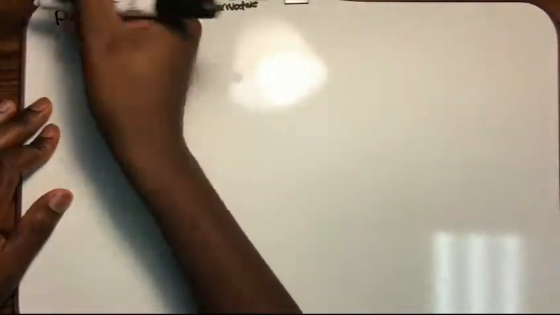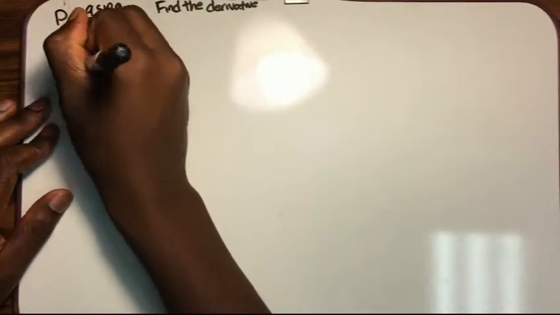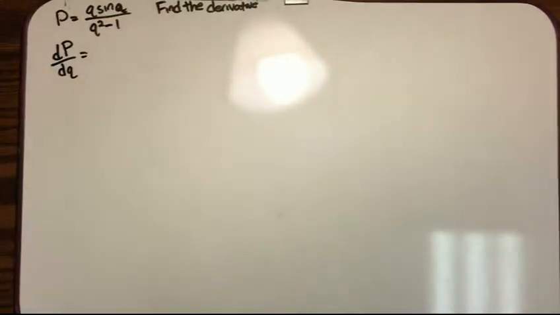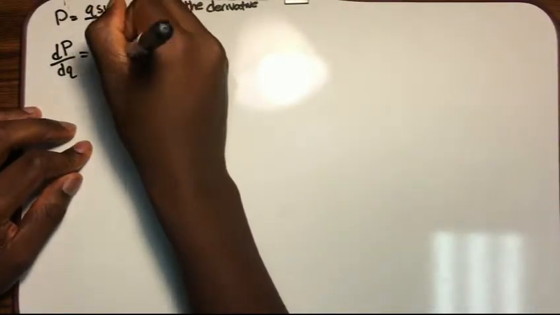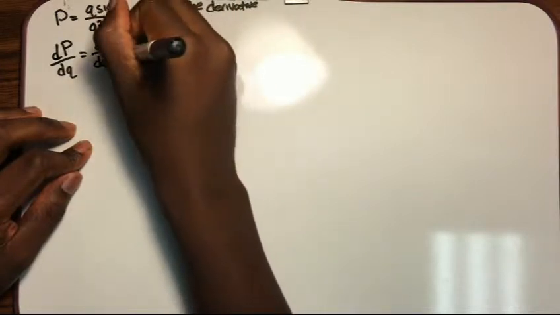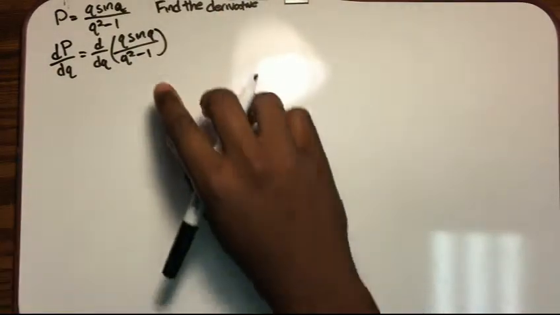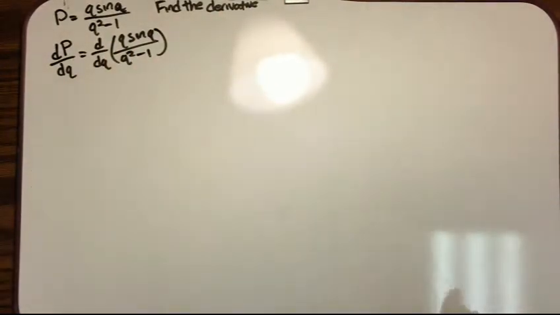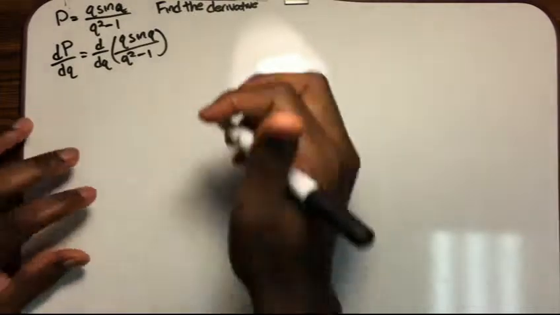So first we're going to take d/dq of both sides, and you'll get dp/dq, which is what we're looking for, which is equal to d/dq of q sine of q over q squared minus 1. To take the derivative of this part, we would need to use something called the product rule, and also the chain rule, but we're going to start with the product rule.